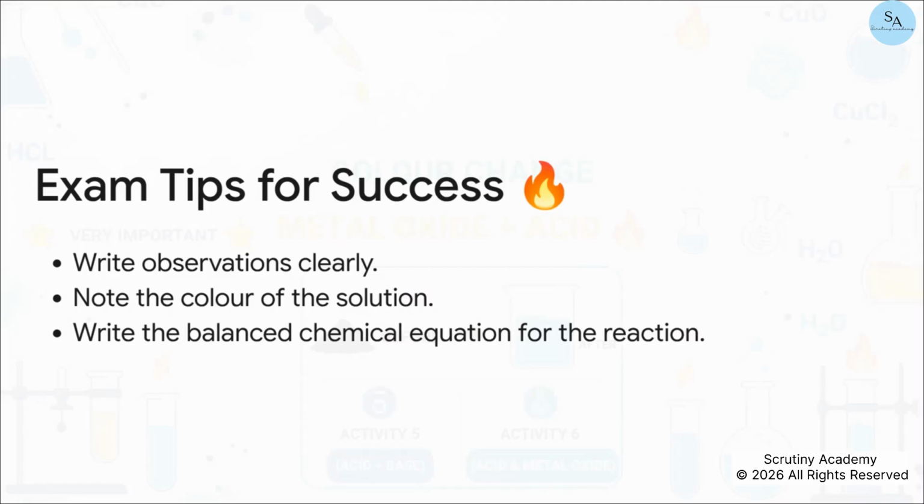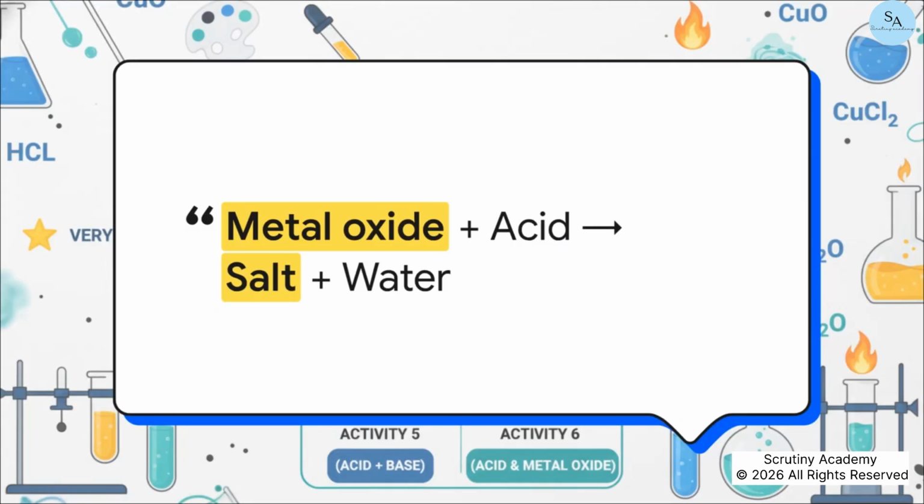So, to put it all together for that perfect answer, here's your checklist for success. Use bullet points to make your observations super clear. Be specific. Mention the color before and after. And of course, always give them the complete balanced chemical equation. Follow this and you're golden. And if you remember nothing else, remember this one golden line. Metal oxide plus acid always gives salt and water. This one sentence is the key to so many questions.